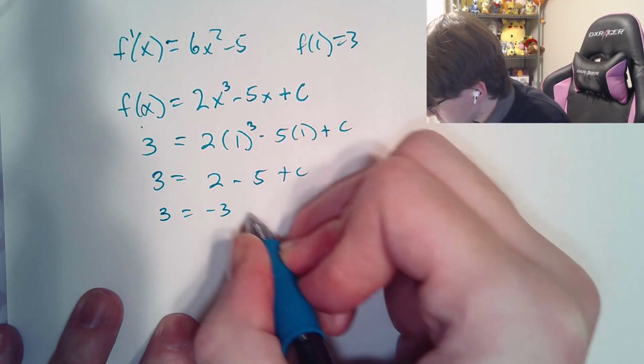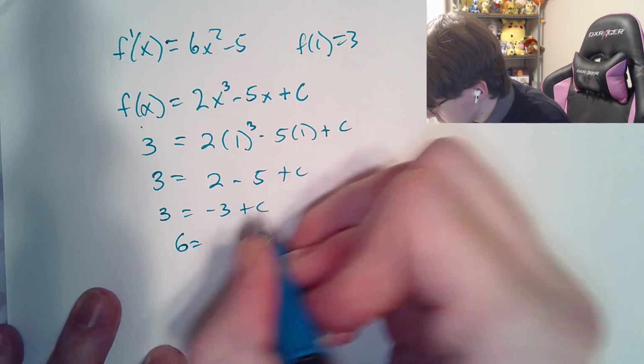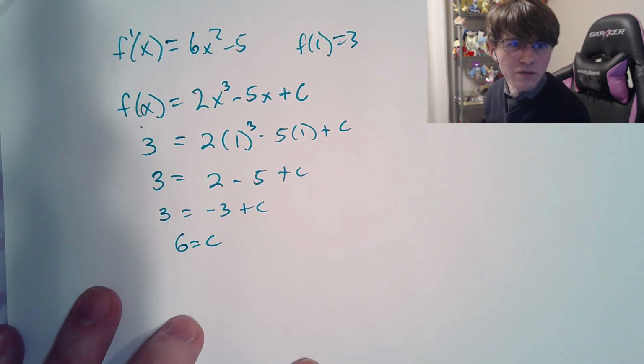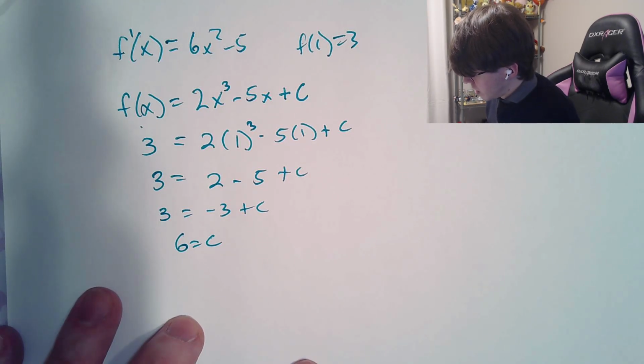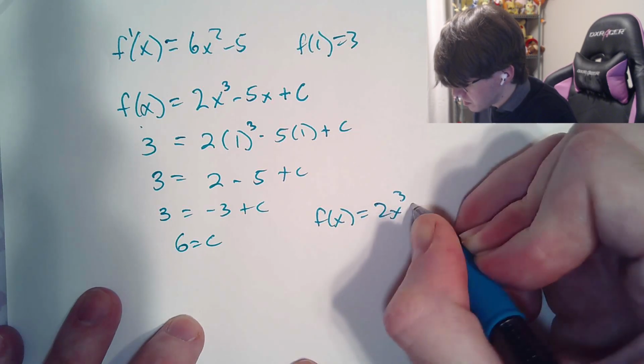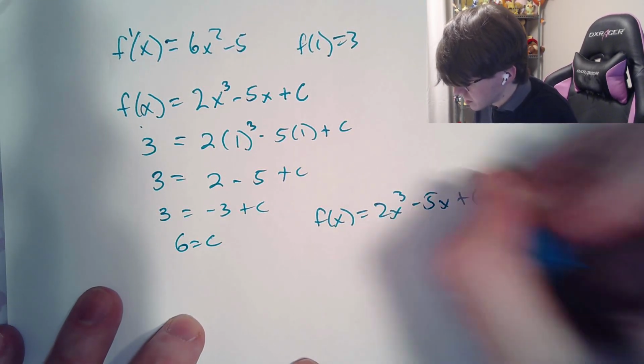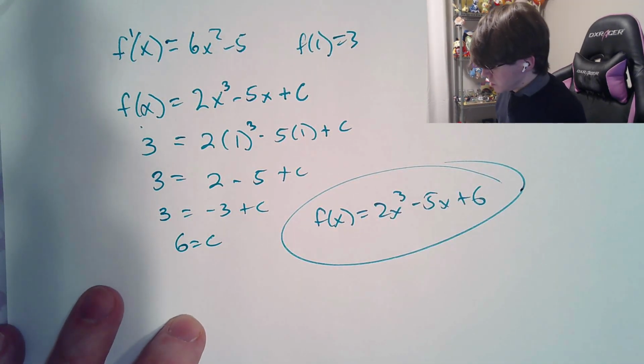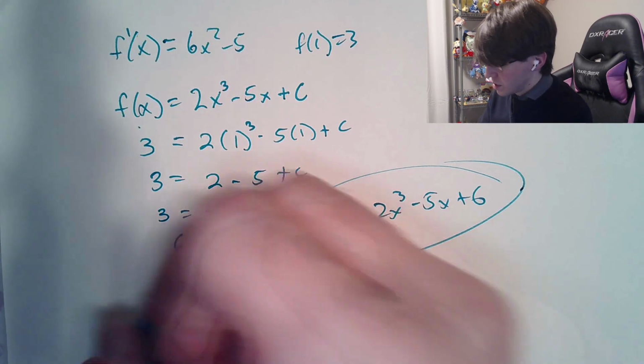3 is equal to negative 3 plus c. You got 6 is equal to c. And finally, for your final answer to the question, it wanted us to figure out the original function. So f of x must in fact be 2x cubed minus 5x plus 6. Done and done. Moving on to number 18.